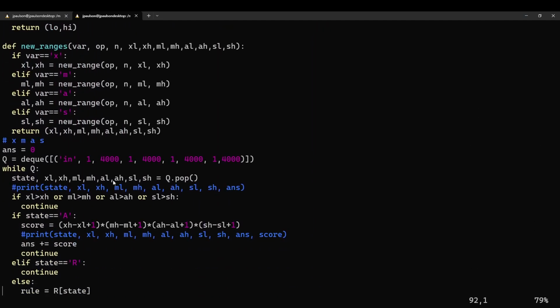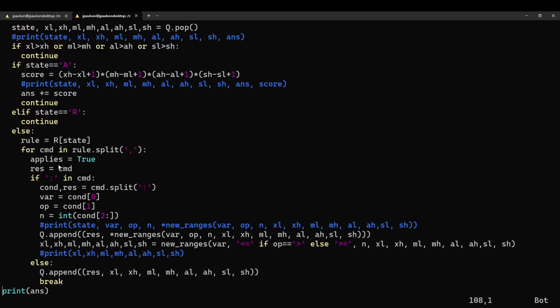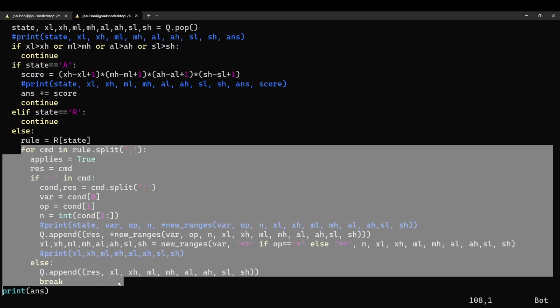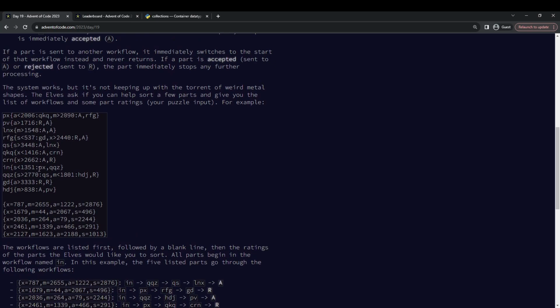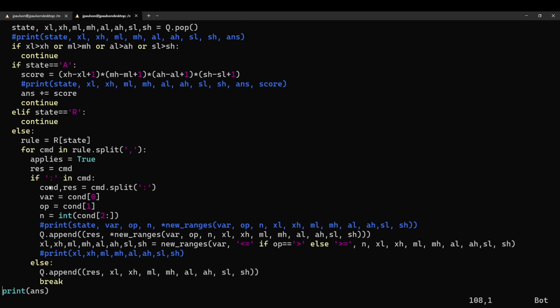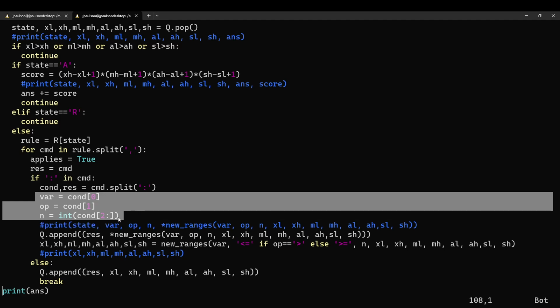Anyway, how do we actually split the parts into piles? Well, we go through and apply all of the rules. The simple case is just a straight go-to, in which case we don't need to split the pile any further, and we just go to that new state. Otherwise, we actually have a rule, and the parts are split into two piles. The pile that follows the rule goes to the state, and the part that doesn't continues processing the rest of the rules. So parse out the condition, just like before.